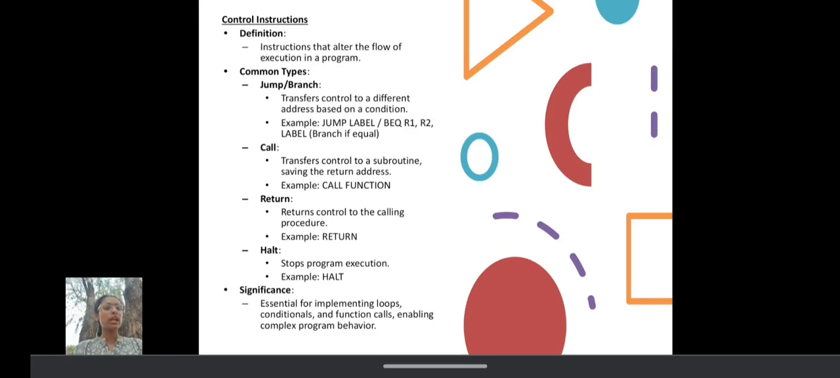Then call transfers control to a subroutine, saving the return address. Example, call function. And return returns control to the calling procedure. Example, return. Halt stops program execution. Example, halt. The significance of control instructions is that they are essential for implementing loops, conditionals and function calls, enabling complex program behavior.